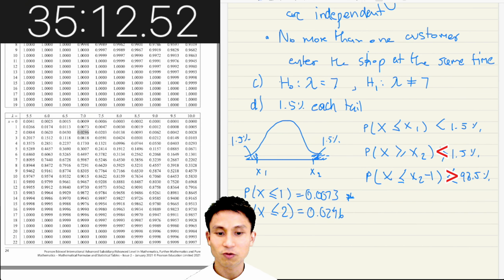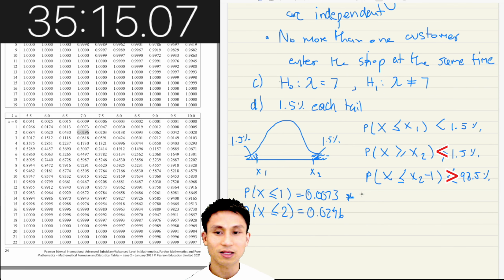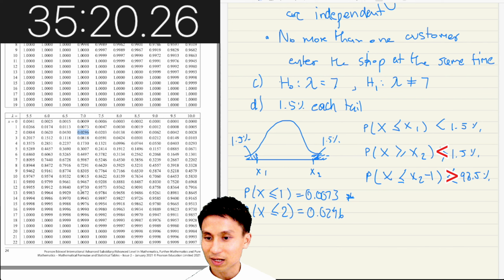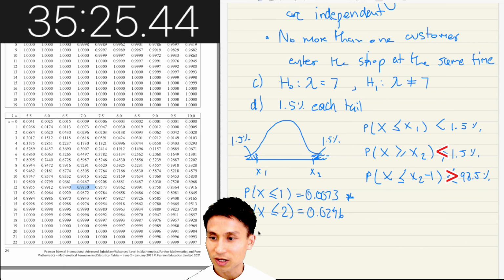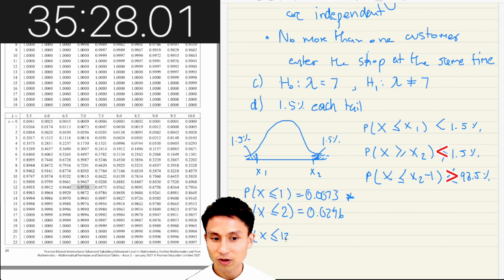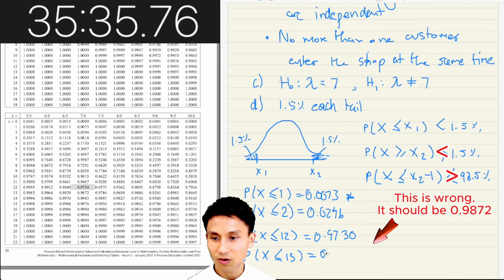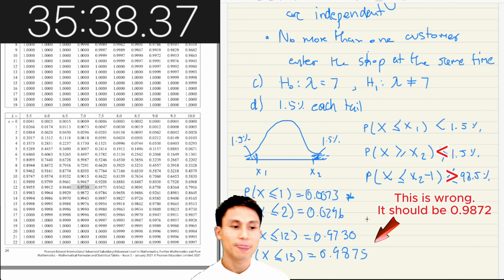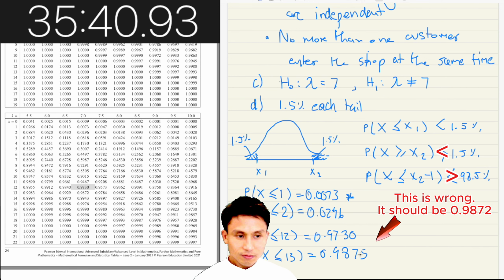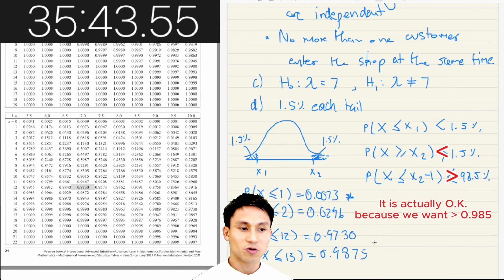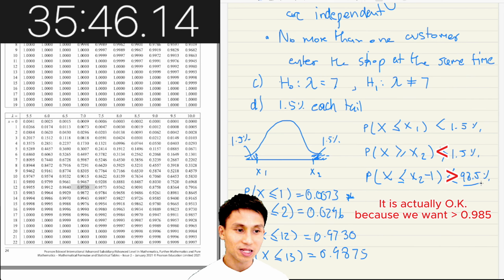Yeah, and then we also look at the right end, right? The right end here, we need the one less than 98.5%. So let's see, the one less than 98.5%, this one is already over, so we're going to write this one as P(X less than or equal to 12) equals 0.9730, and P(X less than or equal to 13) being 0.9875. Okay, so 13 would not be okay because it's greater than this. We want less than 98.5%. So we're going to take this one.